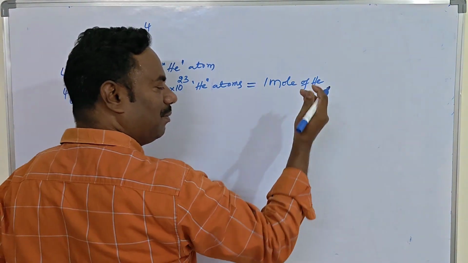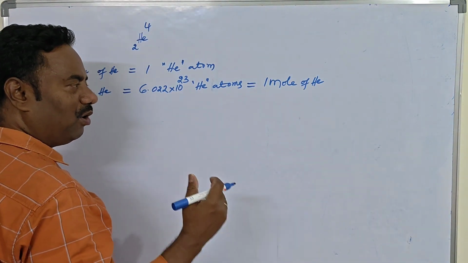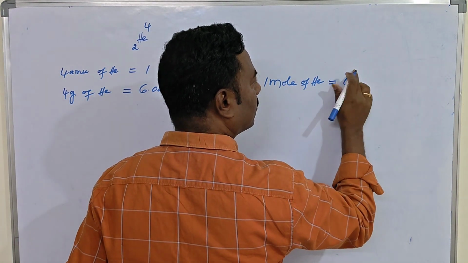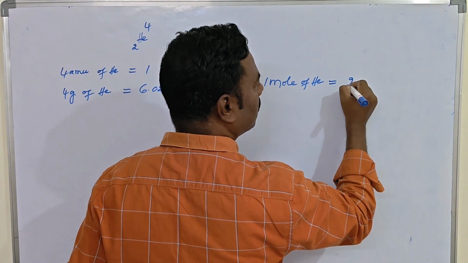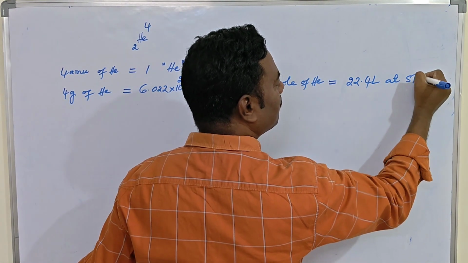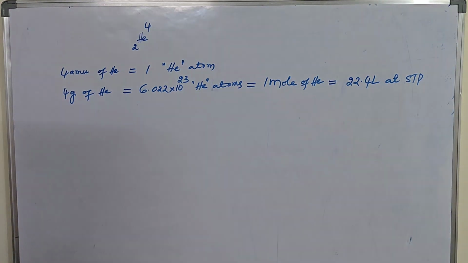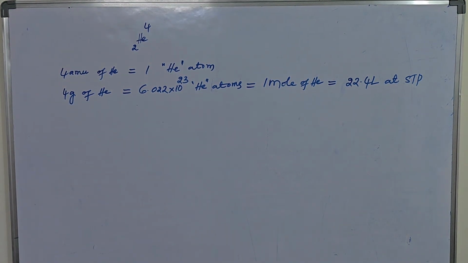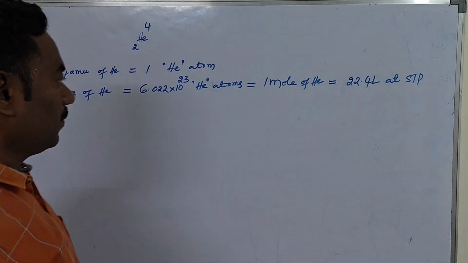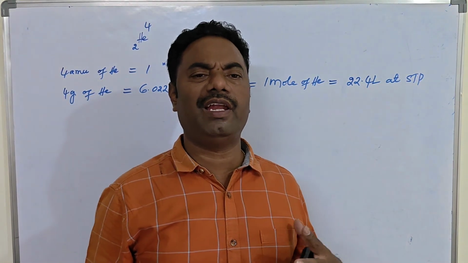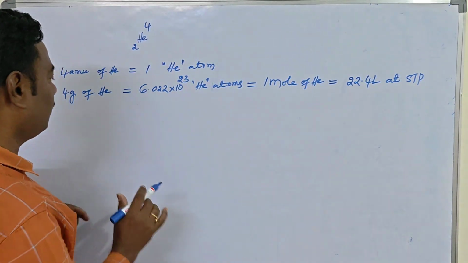1 mole of helium is a gas. 1 mole of helium occupies 22.4 liters at STP. This concept is applicable for each and every element, not only for helium.